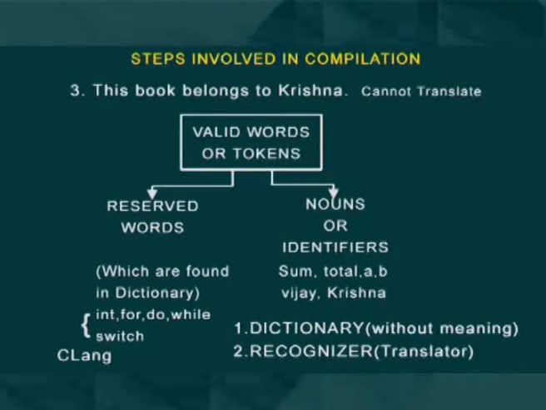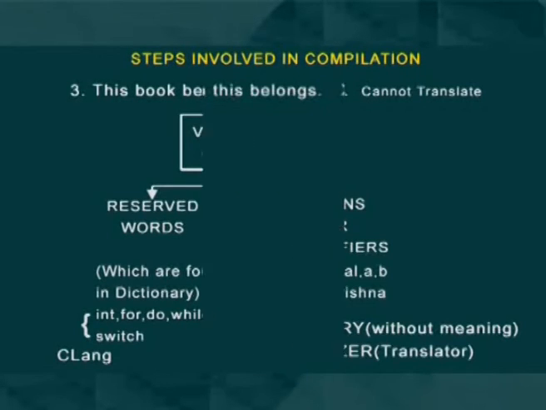But in Automata, we define something called regular expressions, which describe the valid words of a language, and they can have both the reserved words and the nouns. That means regular expressions are also just like dictionaries without meaning, but they are more and more powerful.